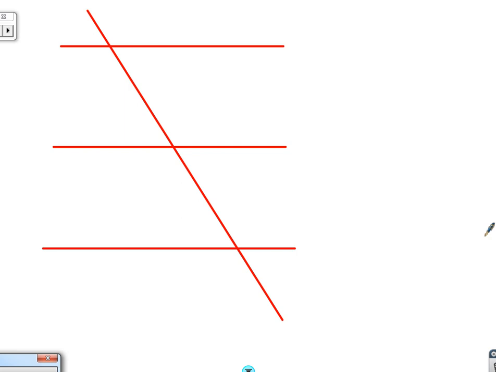Okay, here we have three parallel lines cut by transversals. The transversal we're going to call line T, and these parallel lines we'll call lines A, B, and C. If you can recall from 7th grade, if the measure of this angle is 110 degrees, then the vertical angle, which is across from it, is also 110 degrees.